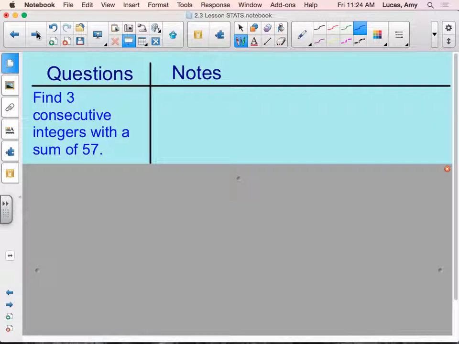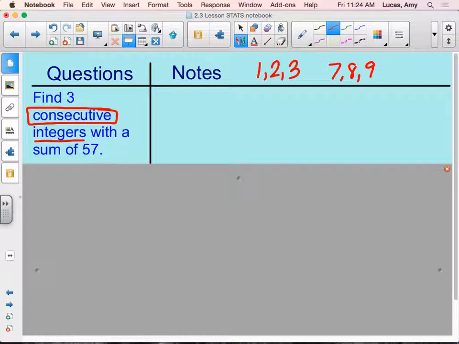Find 3 consecutive integers with a sum of 57. We're not going to write an equation for this. We could write an equation, but I'm not going to. I just want you to think about the vocabulary here. Consecutive means numbers that are right next to each other, like 1, 2, 3, those are consecutive. 7, 8, 9, those are consecutive. And integers means they could be positive or negative. So it might be negative 1, negative 2, negative 3.